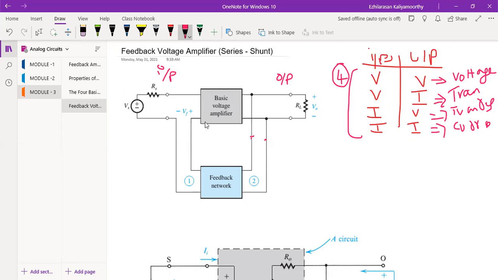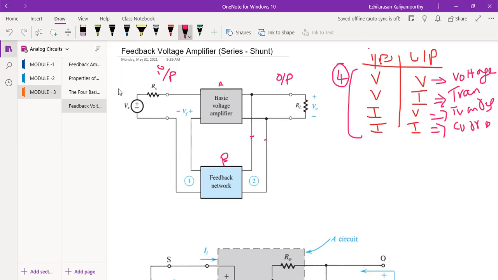Now, next thing, here in the series shunt, this is a very basic configuration circuit. There will be a basic voltage amplifier, and this will be your feedback network. I can say this is A, and this will be beta. Here the signal source is there, the source resistance is there, then this will be your feedback signal VF. Now, what will happen? This feedback network will sense the output voltage and generate a voltage.